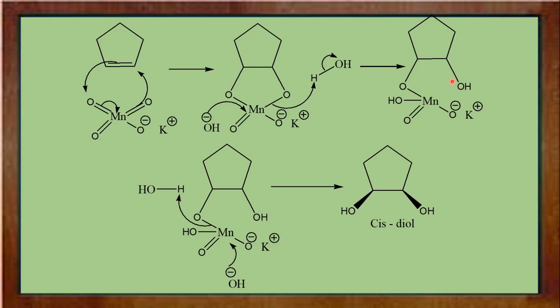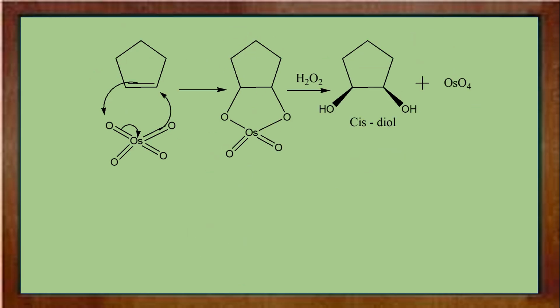And the same process is again repeated. One more hydroxide attacks the manganese, making a new bond, and this bond is shifted to oxygen to give O minus. That O minus takes up a proton from water. That way, two OH groups are introduced to the double bonded carbon atoms, and both are on the same side. This is because the reaction intermediate is cyclic manganate ester, which is having the two oxygen atoms on the same side of the double bonded carbon atoms.